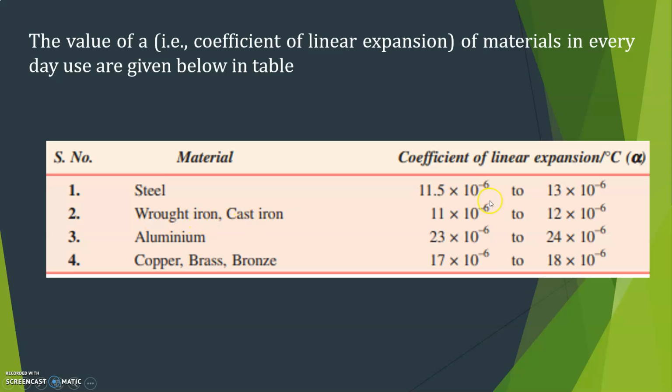For cast iron it is 11 into 10 raised to minus 6 to 12 into 10 raised to minus 6, and for aluminium 23 into 10 raised to minus 6 to 24 into 10 raised to minus 6, and for copper, brass and bronze it is 17 into 10 raised to minus 6 to 18 into 10 raised to minus 6. This you just remember; usually in the problem it will be given. If it is not given, you have to assume. Okay, these are some standard values of linear expansion.